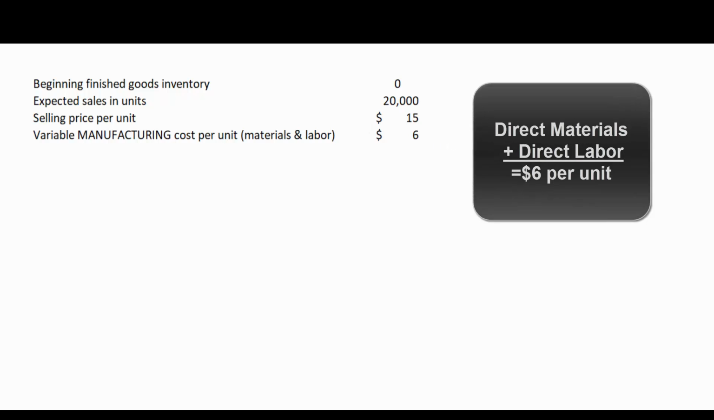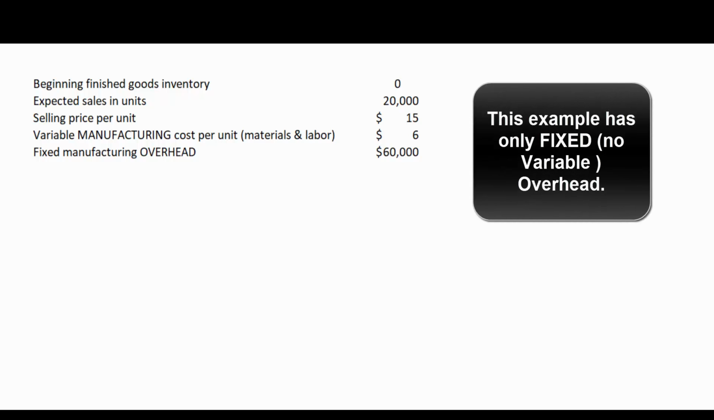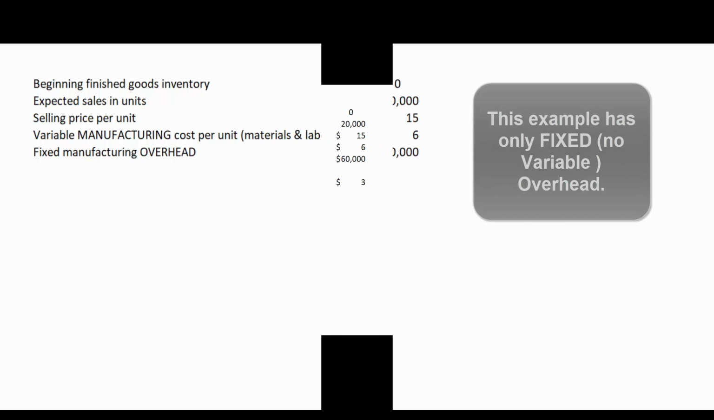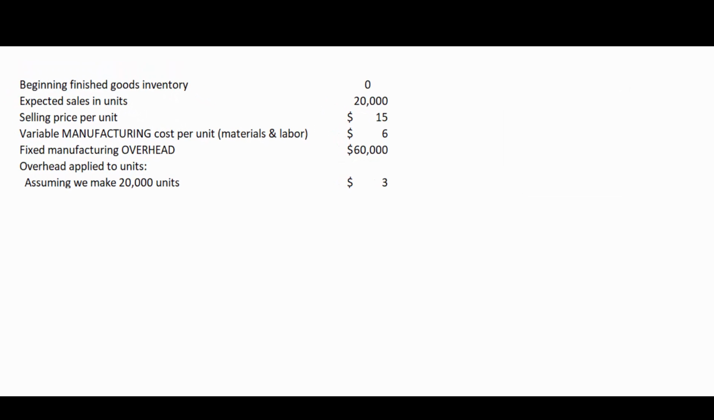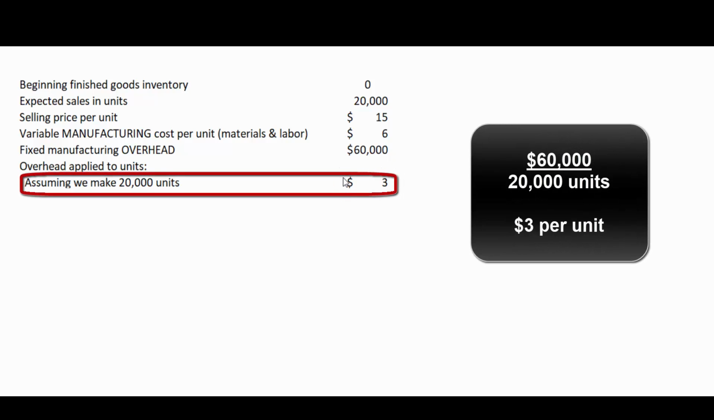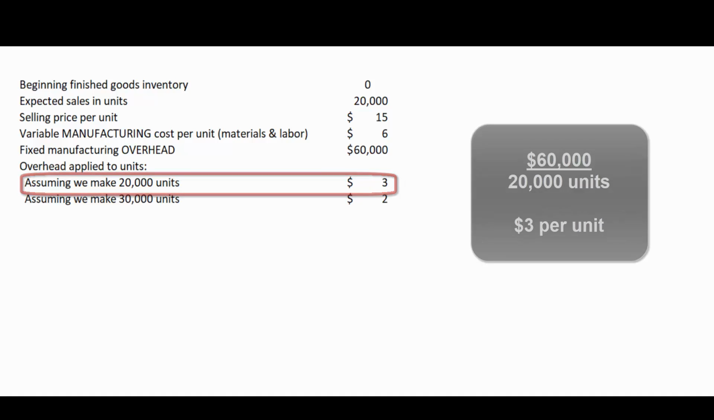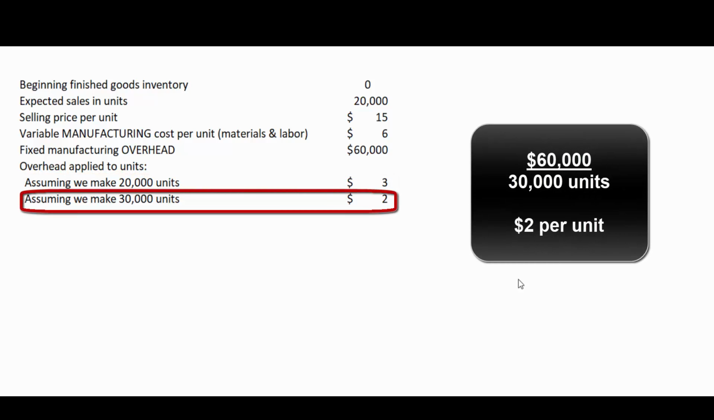Those are our variable manufacturing costs. And let's say we have only fixed manufacturing overhead, and it's $60,000. Remember, we plan on selling 20,000 units. If we make only those 20,000 units, and we divide that fixed manufacturing overhead evenly among them, each unit is going to absorb $3 worth of fixed overhead. However, if we make an extra 10,000 units, now we're making a total of 30,000 units. Since we're making 30,000 units and there's $60,000 worth of overhead, each unit is going to absorb $2 worth of overhead.